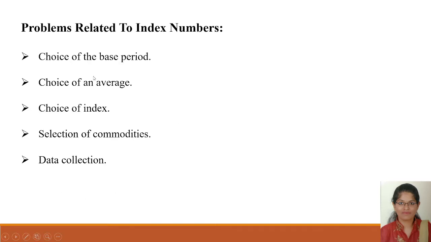Next is problems related to index numbers. First problem is choice of the base period. Second is choice of an average. Third is choice of index. Fourth is selection of commodities. And fifth is data collection.